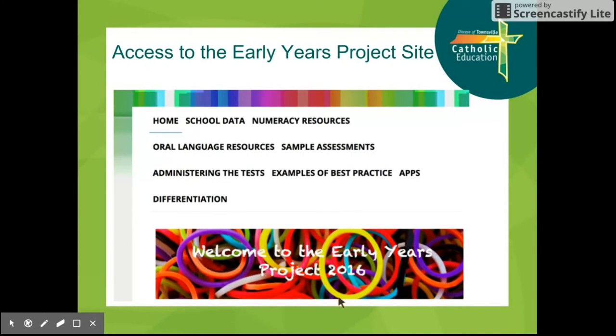The data does come via a website, so by signing up to the project you get access to the early years project site, which has lots of information. It will house the school data, but we're trying to add a bit more value into this website as well. So there are numeracy resources and oral language resources, sample assessment items that we've been collecting from prep all the way through to year 3. Some of the sample assessments have samples of student work. Most importantly, they all have current GTMJs.